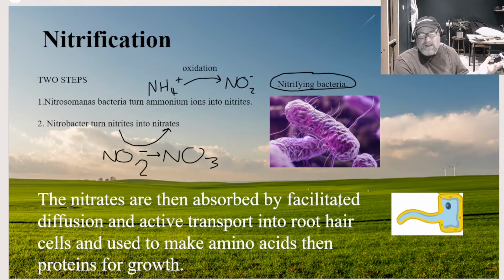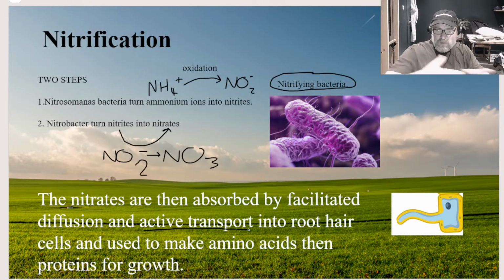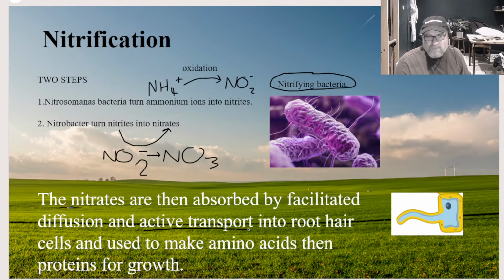So the nitrates are then absorbed by facilitated diffusion. Really, mainly you have to focus that they're absorbed by active transport. For your AO2, those root hair cells are going to need lots of mitochondria to do aerobic respiration to absorb these nitrates into their root hair cells and then go on and make amino acids.